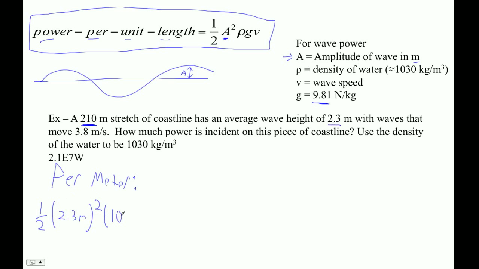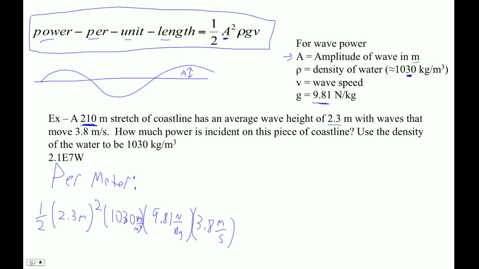Then times 1,030. Remember that distilled water is 1,000 kilograms per cubic meter, but salt water has salt in it. So apparently a cubic meter has 30 kilograms of salt, which is somewhat amazing. So there's our density. Then multiply by 9.81, and this is newtons. Let's put the units in there. This is kilograms per cubic meter, this is meters, and velocity is meters per second, 3.8 meters per second.